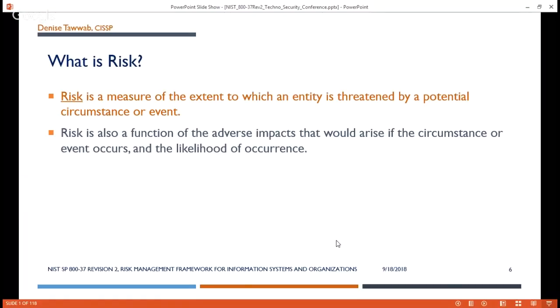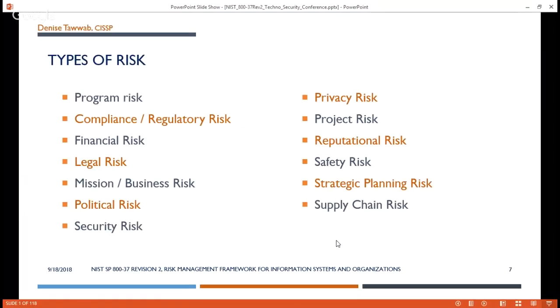So let's talk about what is risk. Risk is a measure of the extent to which an entity is threatened by a potential circumstance or event. It's also a function of the adverse impacts that would happen if the circumstance or event occurred and the likelihood of the occurrence. The types of risks that you're going to face are program risk, compliance, regulatory risk, financial, legal, mission, business risk, political, security, privacy, project risk, your reputational risk, safety, strategic planning, and supply chain risk. And supply chain risk is given a more significant covering in this publication as opposed to version 1.